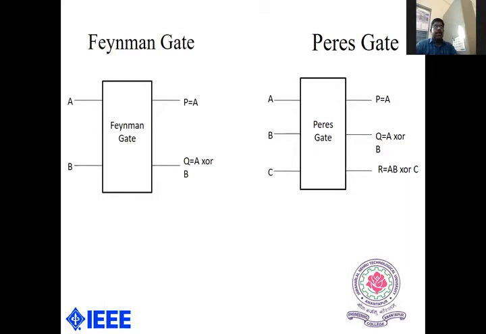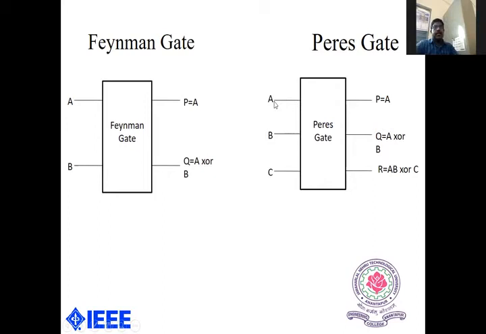But to implement all these butterflies, we are using the Feynman gate and Peres gate. Feynman gate and Peres gate are reversible logic gates, and their inputs are A and B. Outputs will be P and Q. P will be equal to A and Q will be equal to A XOR B.